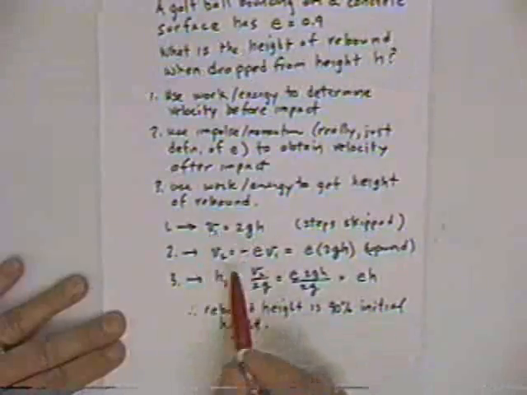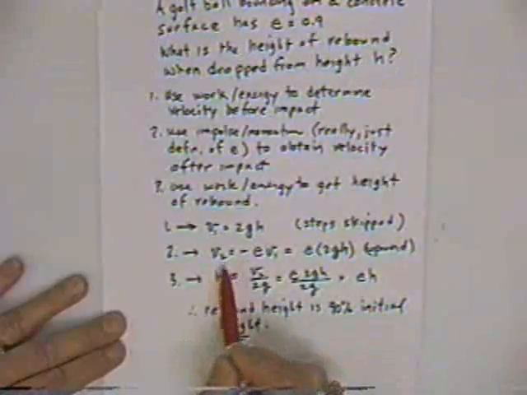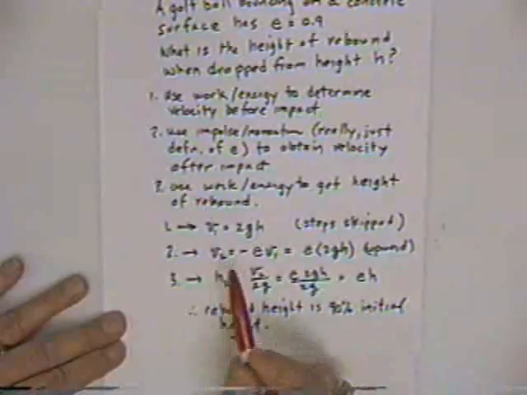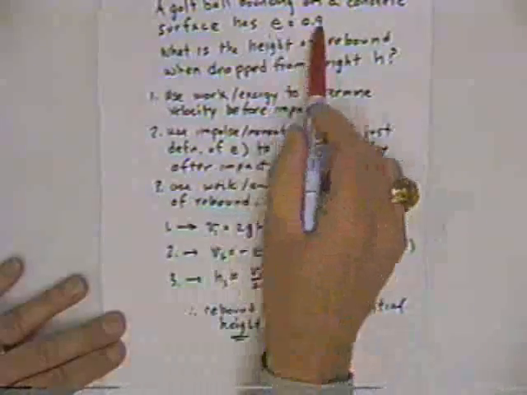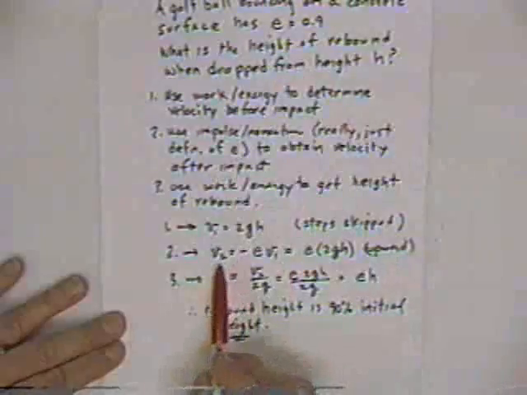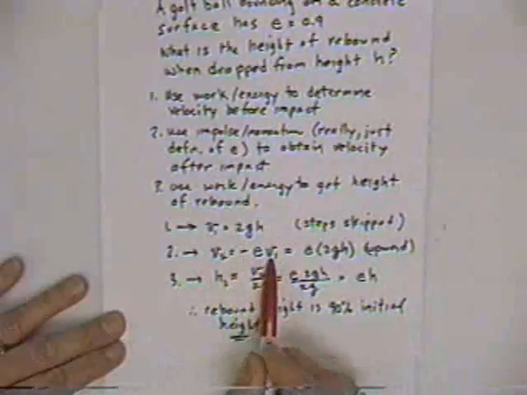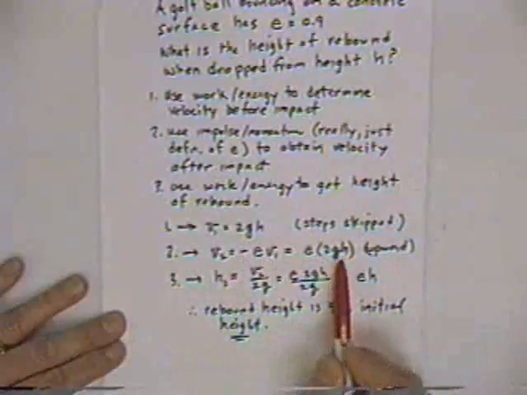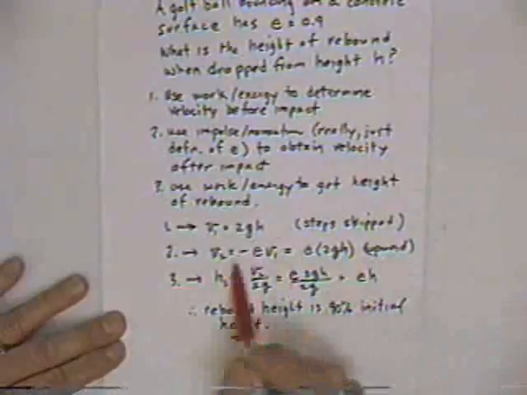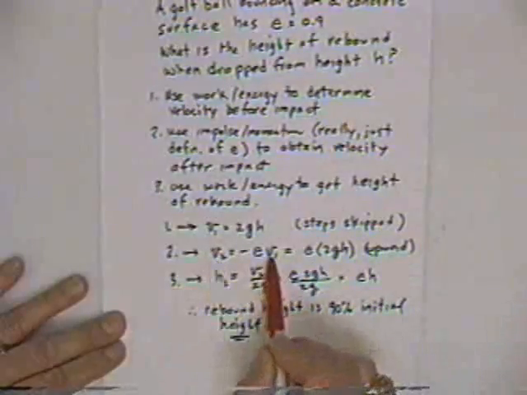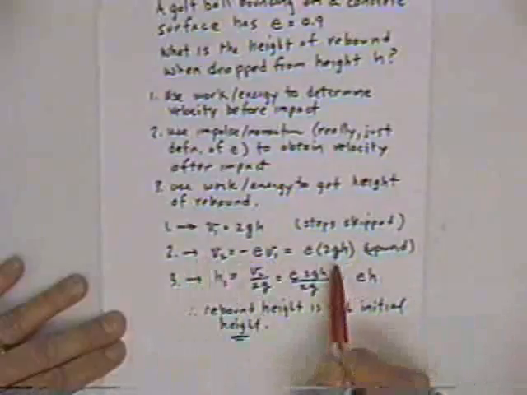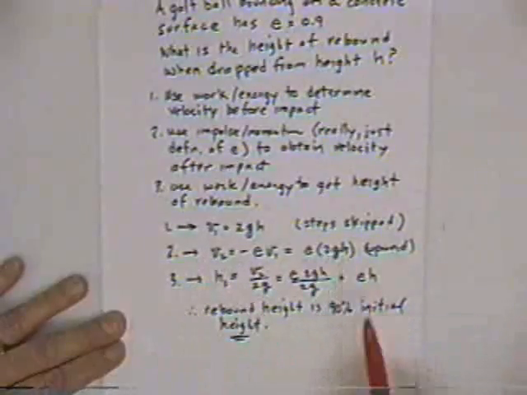That's the initial velocity before impact. Velocity v2 is the velocity after impact. We use the definition of the coefficient of restitution to say that v2 is minus e v1, or e times √(2gh). Well, I don't worry so much about the minus sign. Velocity v1 is down, velocity v2 is up. The magnitude is e√(2gh), right?